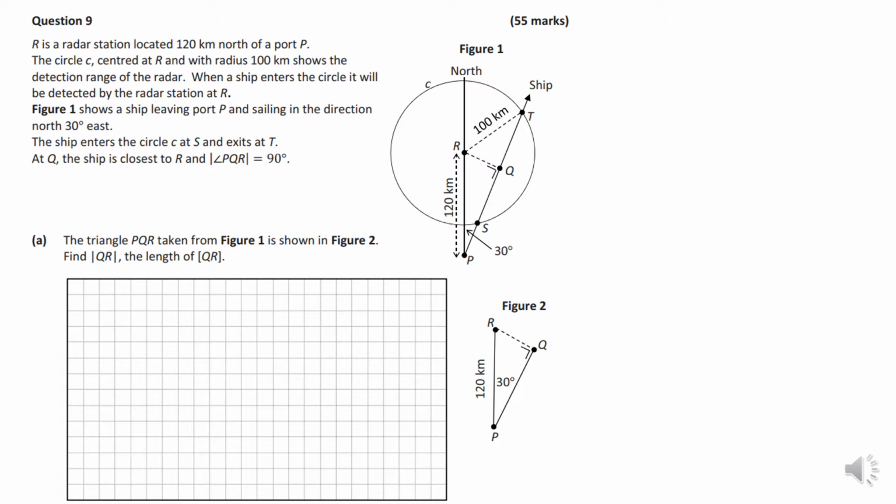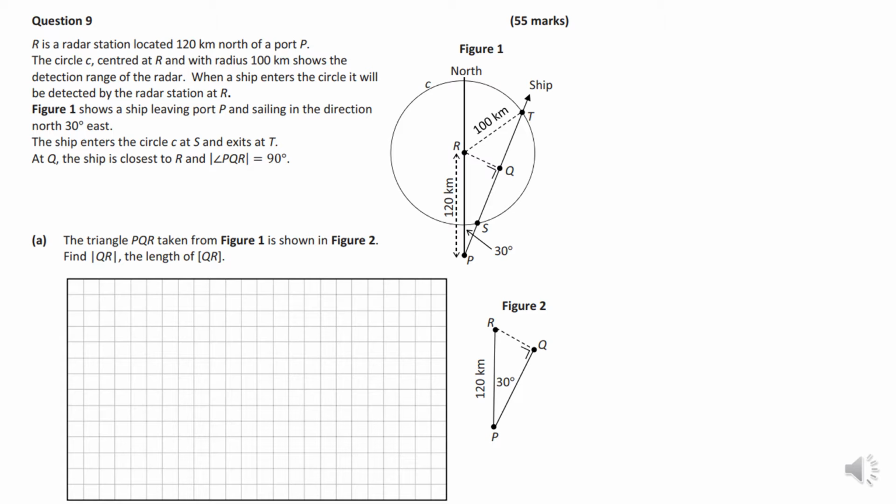R is a radar station located 120 kilometers north of a port P. The circle C, centered at R with radius 100 kilometers, shows the detection range of the radar. When a ship enters the circle, it will be detected by the radar station at R. So what do we have? We have points P and R 120 kilometers apart. We have a circle with radius 120 kilometers, which is centered at R.